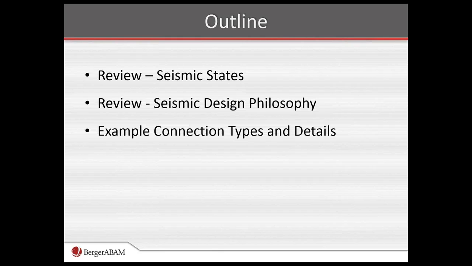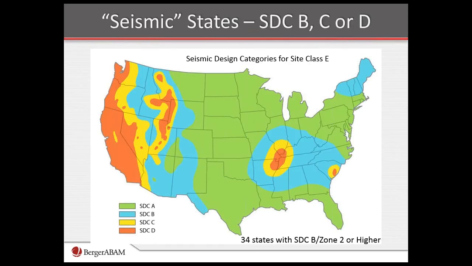So let's start the review first with the seismic states. This map shows the boundaries, if you will, for the design categories B, C, or D, which are blue, yellow, or orange on this map. Those are the 3 highest categories, which we would call seismic states. The lowest category, design category A, and this terminology follows the seismic guide specification terminology.